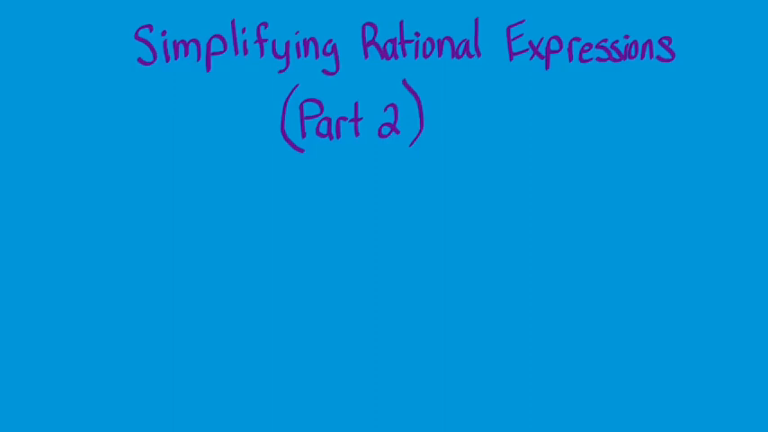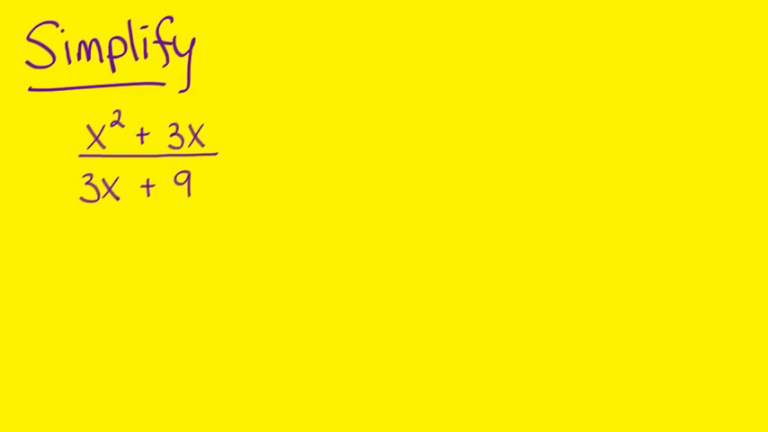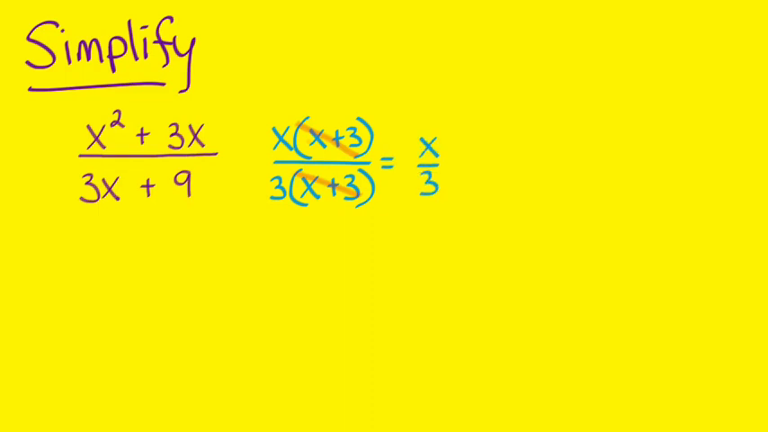Okay? So let's go ahead and look at what we're doing this time. We're going to continue with simplifying, right? We're going to take off a GCF like we did before. And we see now we get to actually reduce by an entire family, that x plus 3, right? And we get x over 3.